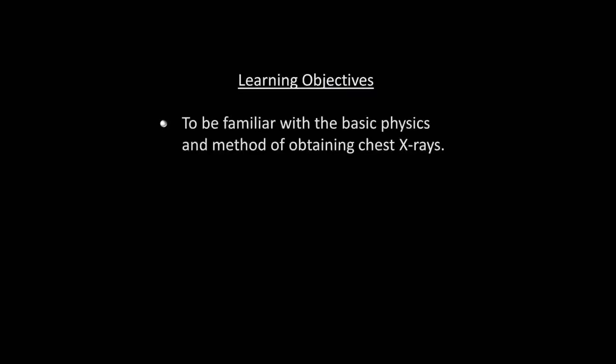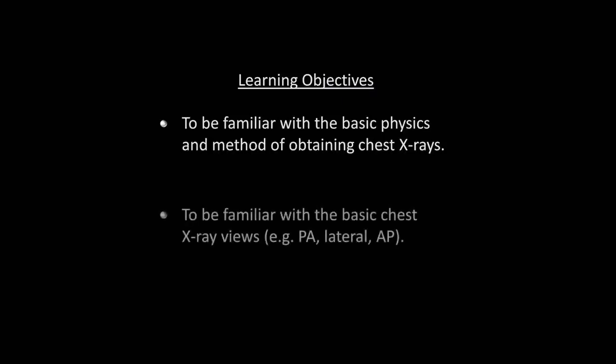As I implied a moment ago, by the end of these 10 lessons, you should be able to identify the overwhelming majority of abnormalities visible on a conventional chest X-ray. The learning objectives of this video, Lesson 1, are first to be familiar with the basic physics and method of obtaining chest X-rays, and to be familiar with the basic chest X-ray views, that is, the PA, lateral, and AP views.